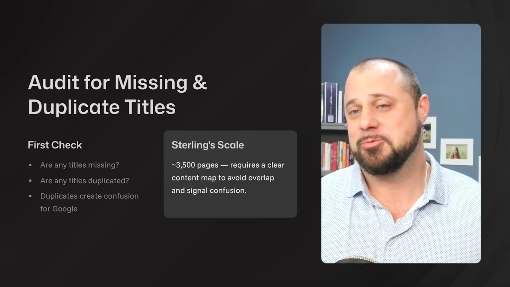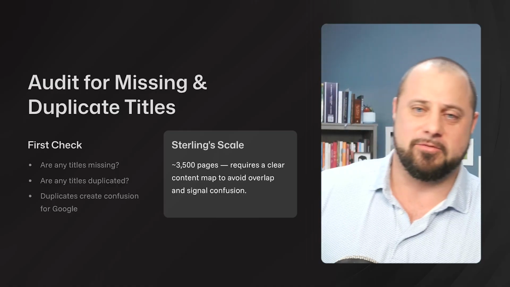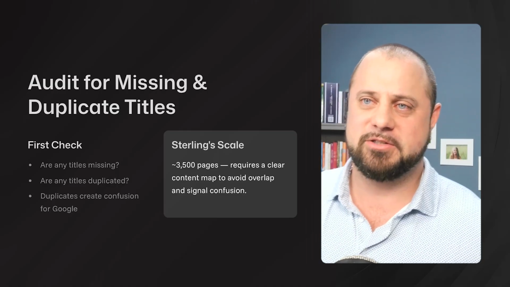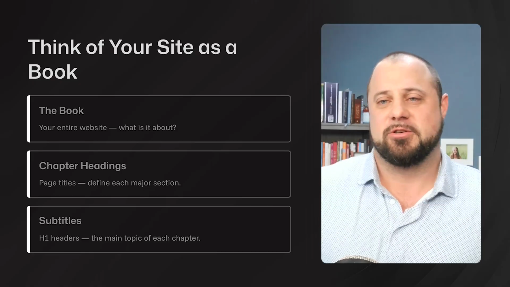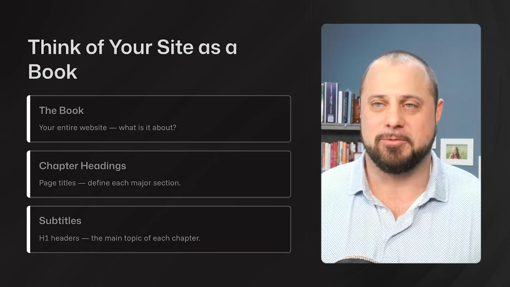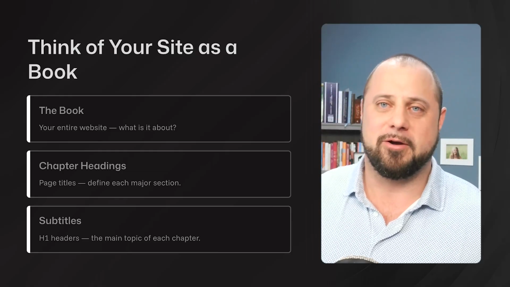Tony, how do we use this at Sterling? So I would say, when we look at this for clients that we work with, one of the first things that we look at is, are there any missing or duplicates, so that we're avoiding confusion. So obviously with our Sterling site, we have about 3,500-ish pages. So we have a pretty good map of how our content was intended to be built. So we understand the whole layout of what is each chapter of our book and what are the subchapters and topics, because that's essentially how you should view a website: what is the whole book about and how is it organized.